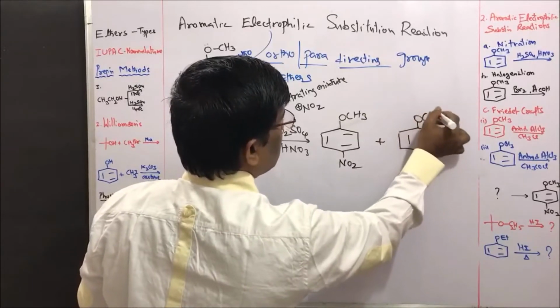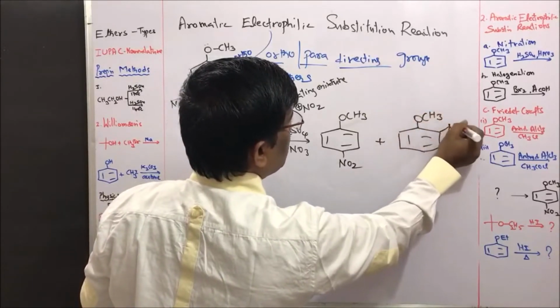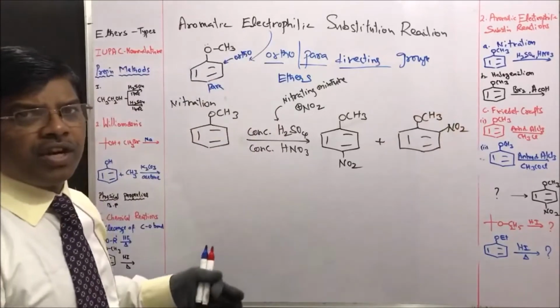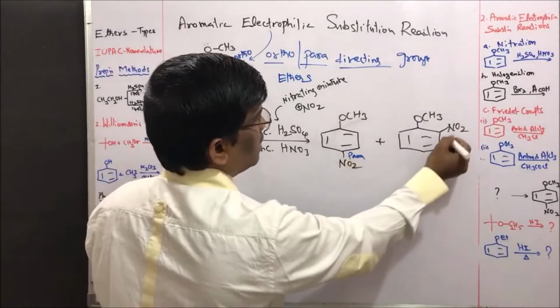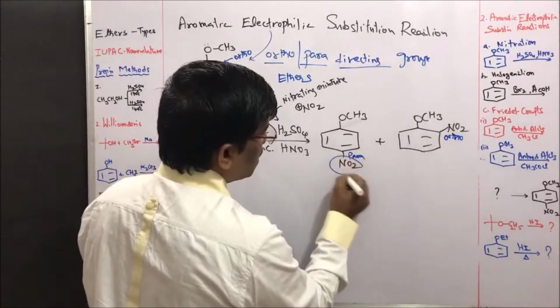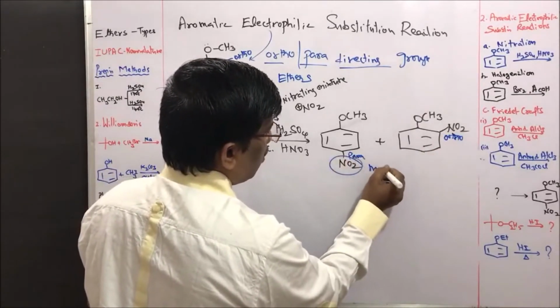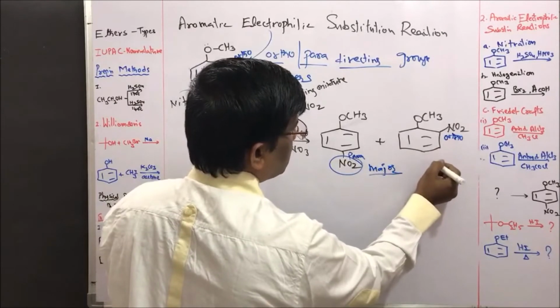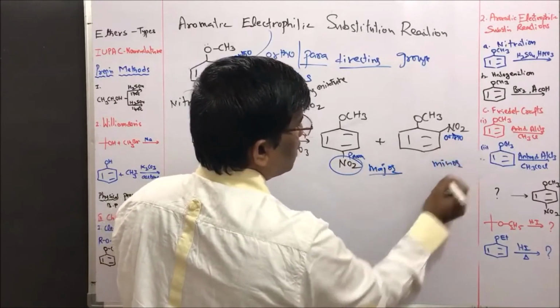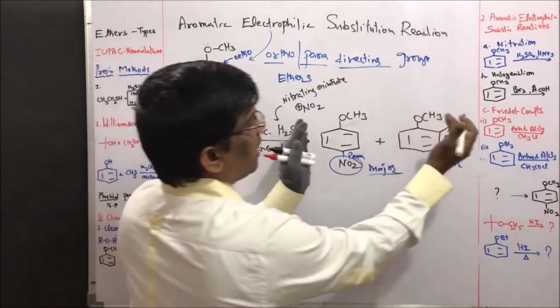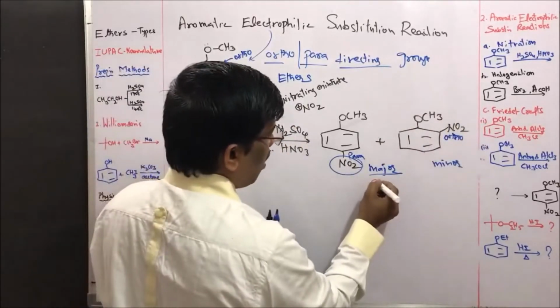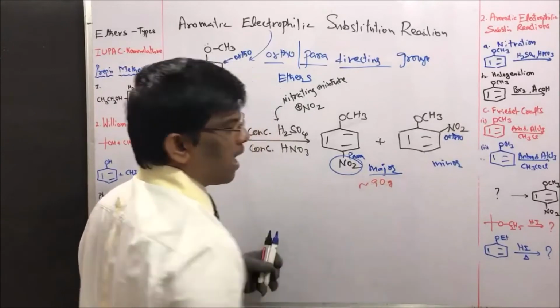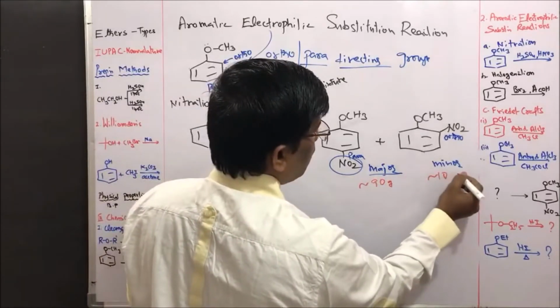Do you have any guess which one is going to be more, or which is going to be the major product among these two? This is para, this is ortho. Para position product is the major product, whereas ortho is the minor product. Means the yields: if I get 100 grams of this mixture product, in that it is going to be about 90 grams of para and about 10 grams of this.